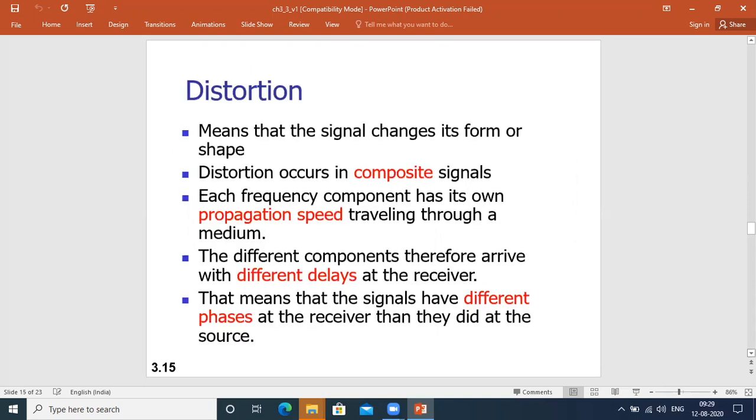Next is distortion. Distortion means the signal changes form or shape. If a signal changes shape from the original signal, it is called a distorted signal. Distortion occurs in composite signals only, mainly in a mixture of different signals. Each frequency component has its own propagation speed when traveling through the medium. So the different components arrive with different delays at the receiver. Suppose we send a mixed signal: sometimes one component travels slower, another faster. When it is received, there are different delays, so it changes shape. This means the signal is received with different phases than it had at the source, and that is how distortion occurs.